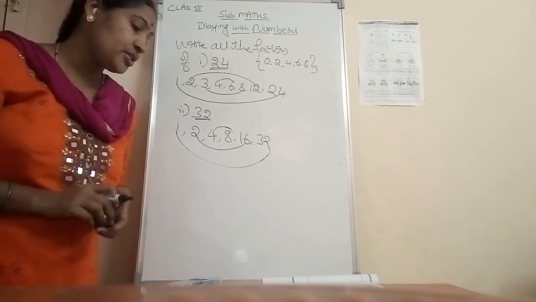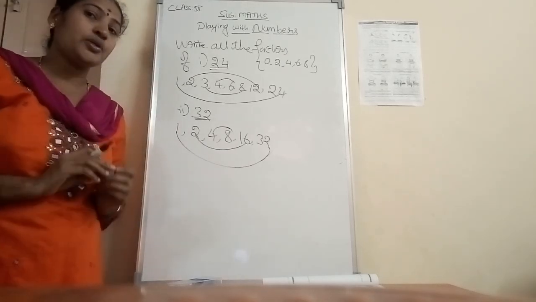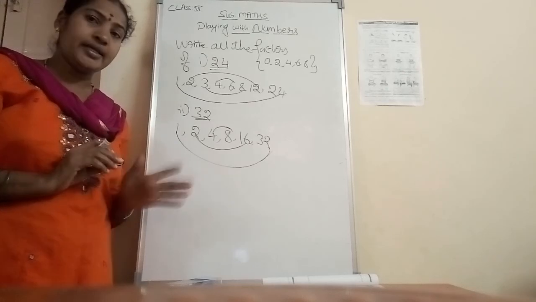Another one, 30 is there, children. You try to do it. Don't look at the textbook. You try to do it in this method. Then you will get a clear picture.